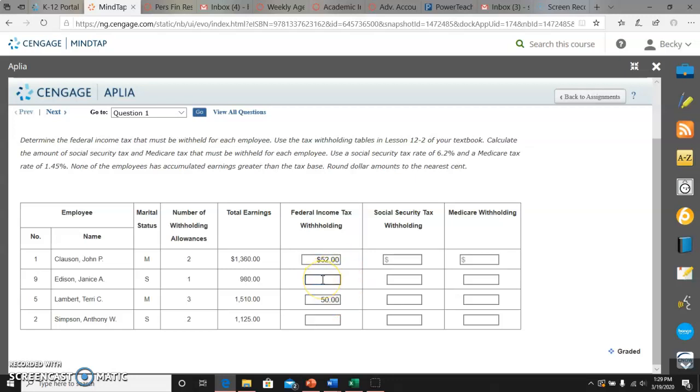Then I'll do the two single ones on page 353. For Janice, where it says $980 to 1,000 and intersects with one, it's $79. And for Anthony, where it says at least 1,120, but less than 1,140, and it intersects with two, I would get $77.